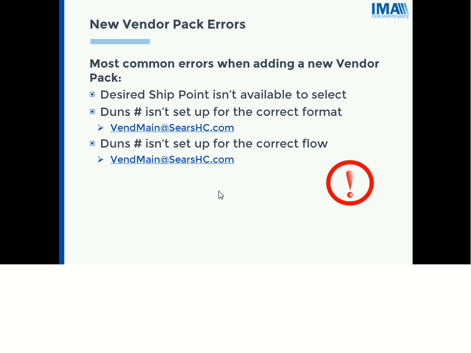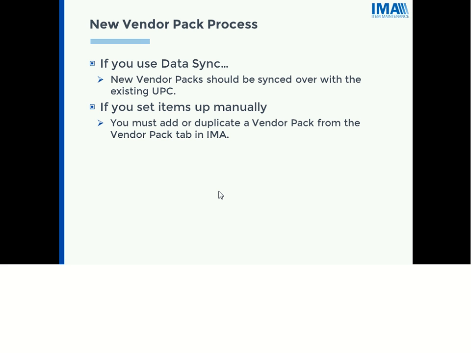So the most common errors for new vendor packs are that the desired ship point is not available to select, the DUNS number is not set up for the correct format, or it's not set up for the correct flow. So if your DUNS number is not set up for the correct format or the correct flow, then you can email vendmain@searshc.com, and you'll have to go through part of the vendor onboarding to get that additional format or that additional flow added to your DUNS. And if your desired ship point isn't available, you'll have to do a request on the portal. And I have some directions on that in just a few slides.